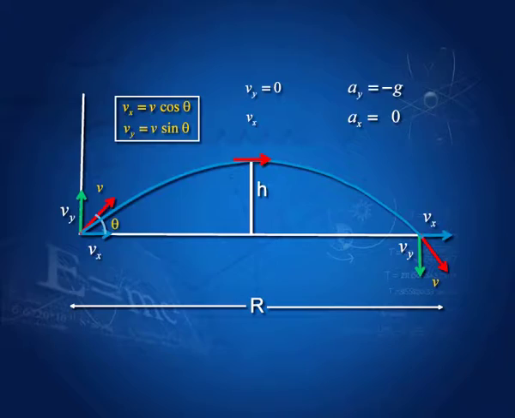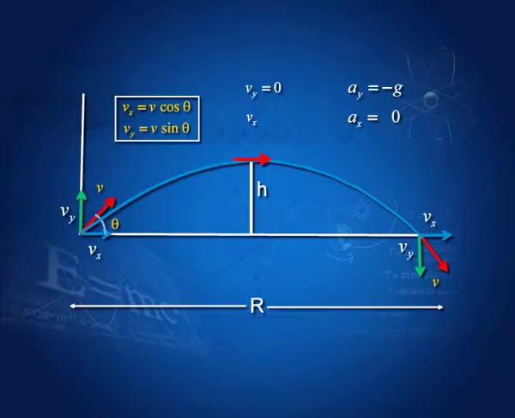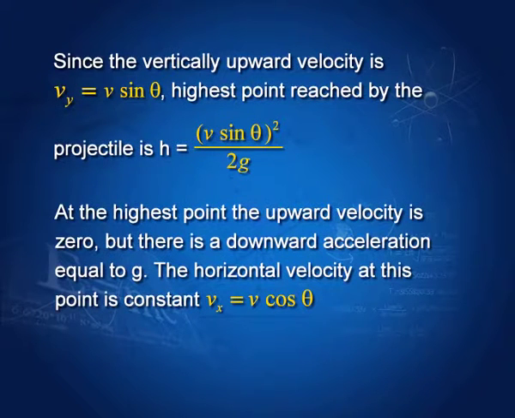V x is the same and v y is also the same because of conservation of energy. So, this is the path followed by a projectile. This is the path followed by a ball hit by a batsman. Vertically upward velocity is v y equal to v sin theta.